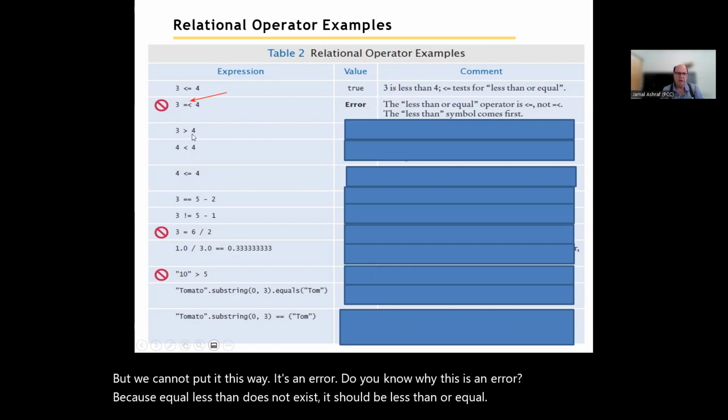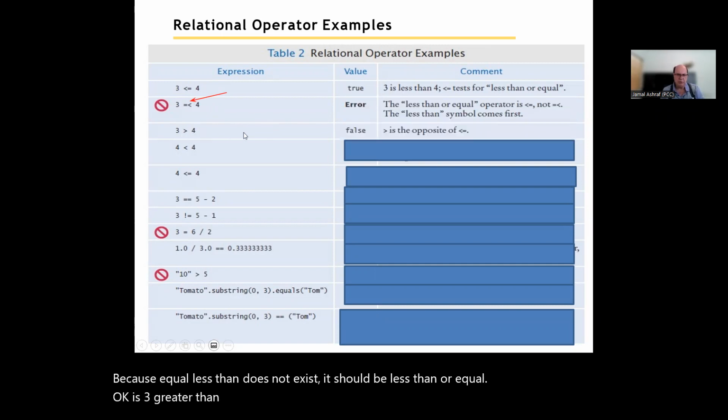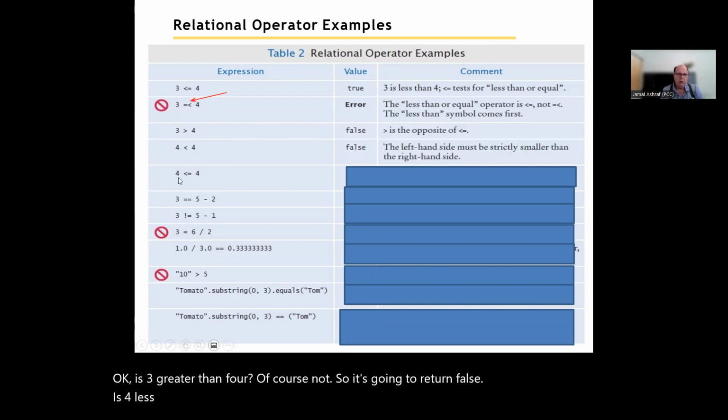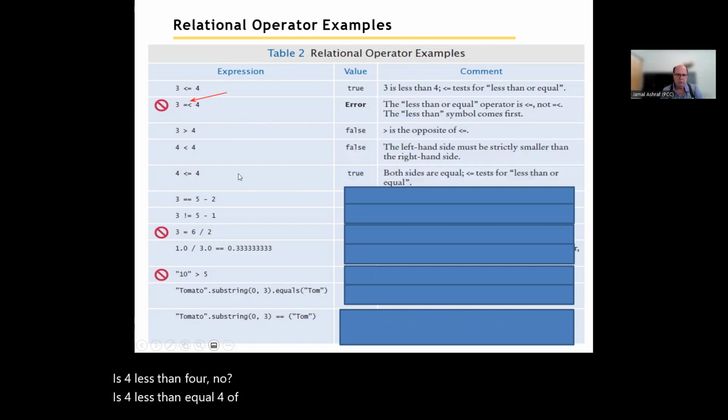Okay, is 3 greater than 4? Of course not, so it's going to return false. Is 4 less than 4? No. Is 4 less than or equal to 4? Of course, that is true. Now, let's look at this one. We are doing 3 equal to 5 minus 2.